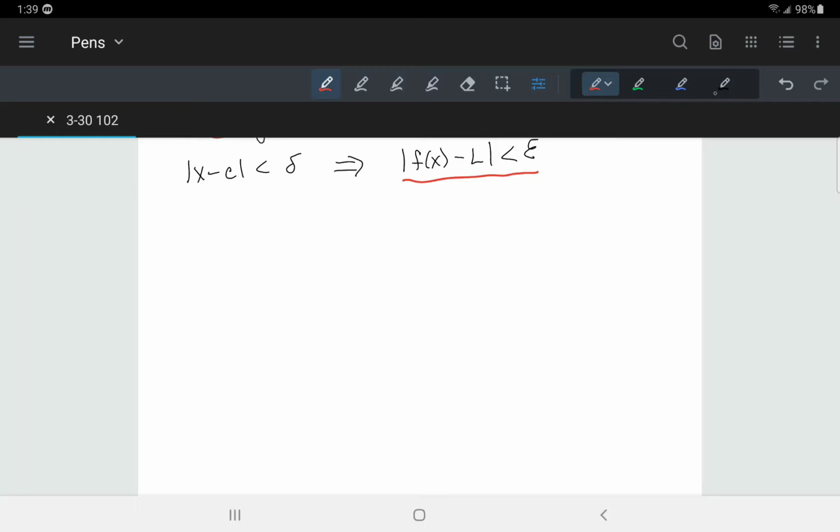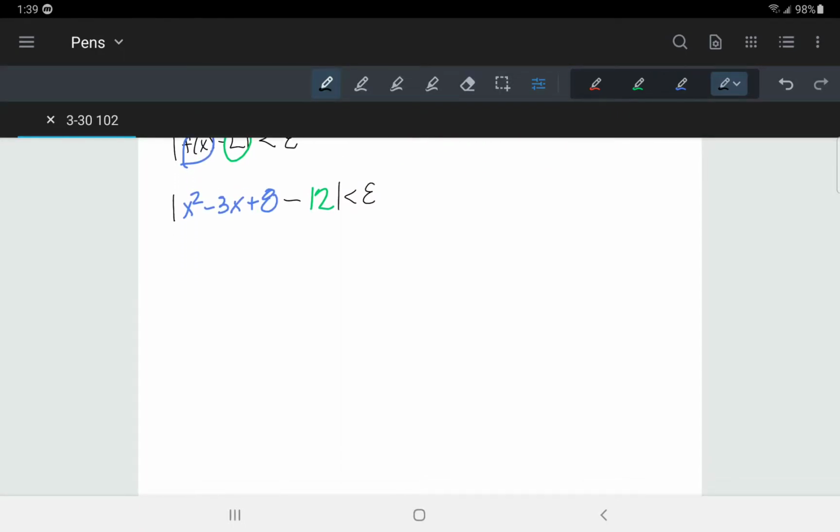This is the result that we'll need, so we'll start there. The absolute value of f of x minus the limit being less than epsilon. Well, we can substitute in our function f of x, which is x squared minus 3x plus 8. Then we'll subtract off the limit, and we are saying the limit is 12, and we want that to be less than epsilon.